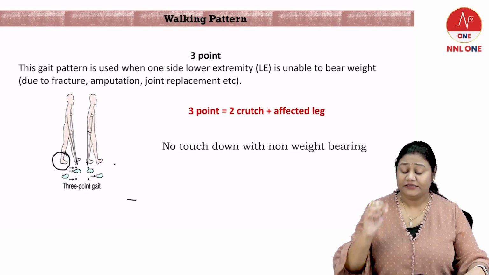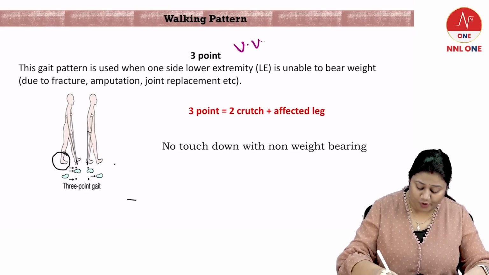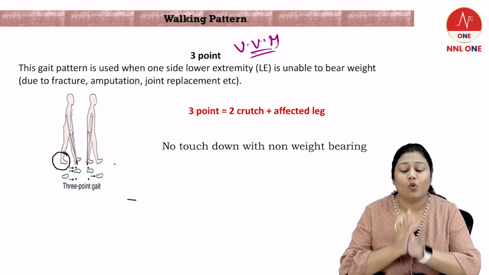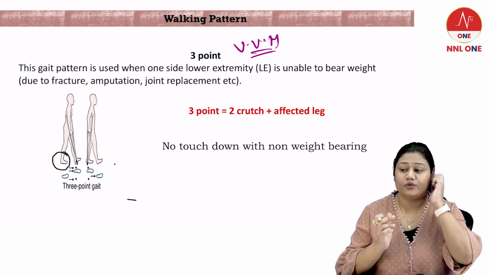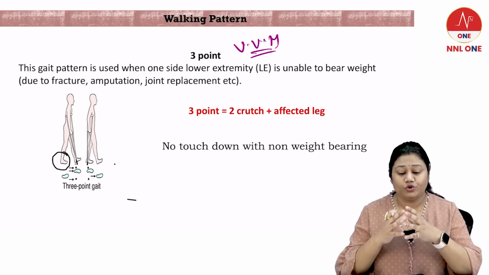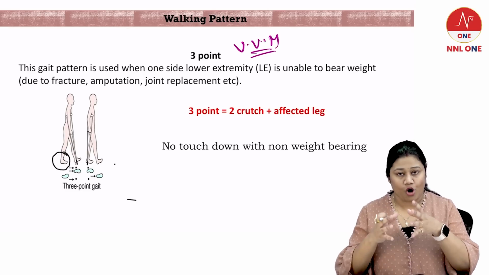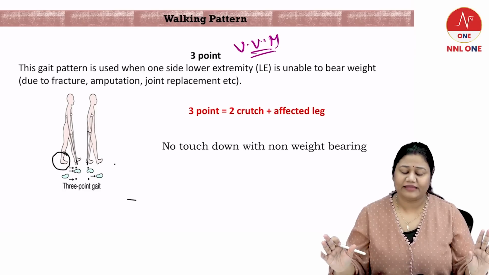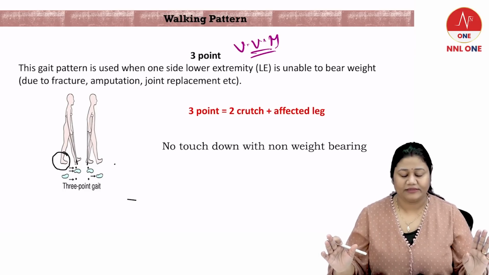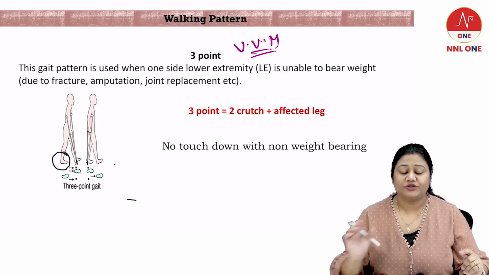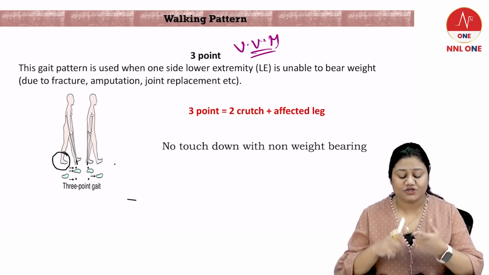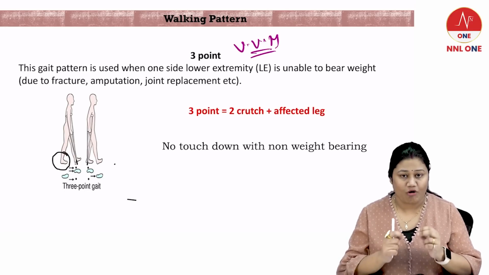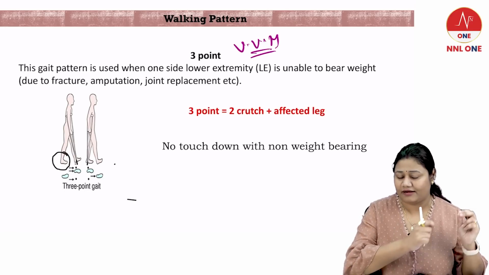Then 3-point is very, very important, because many times they can ask you this in a question. 3-point is the only gait that you can use when you don't have to put the leg on the surface, and you don't have to put any form of weight on that particular extremity, right? So you can use this in case of amputation, in case of fracture, where you don't want to put any weight on that affected leg.